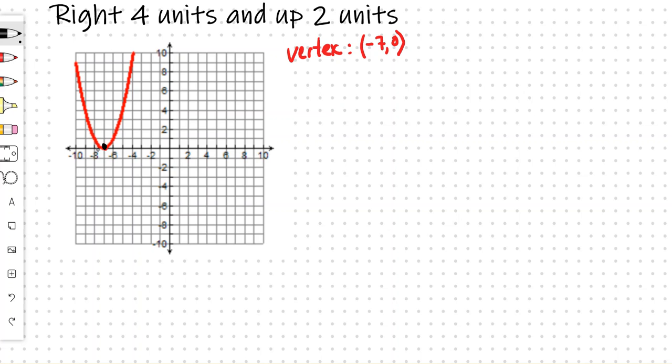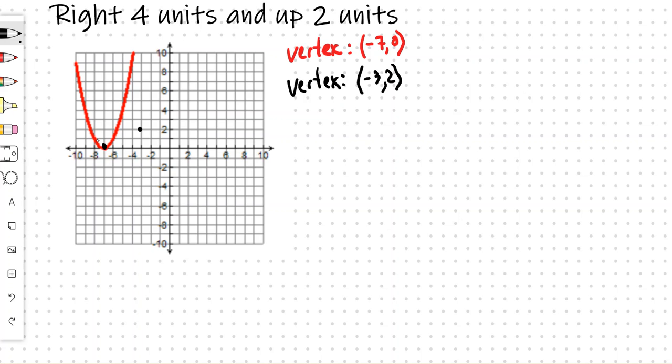Okay, so we first start by moving the vertex 4 units right. So 1, 2, 3, 4, and now 2 units up, 1, 2, and there's my new vertex. Okay, so my vertex is now at -3, 2.